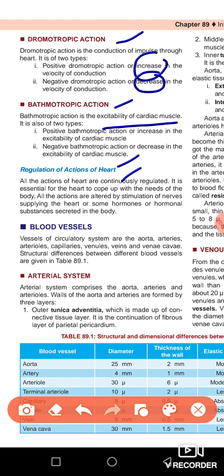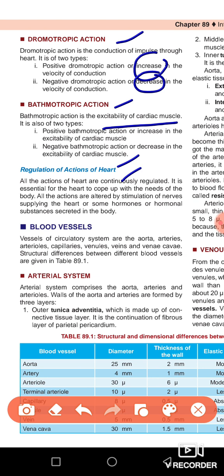All the actions are altered with the stimulation of nerves. It means your heart rate can be increased, can be decreased, but there is no stoppage. Okay, we cannot say that your heart is going to stop the heart rate. Stop the heartbeat, you cannot. If they stop then the death of the person can happen. Okay, but in your lifetime always the heart is going to pump, always force of contraction, force of relaxation, heart rate, heartbeat, and excitability of cardiac muscle.